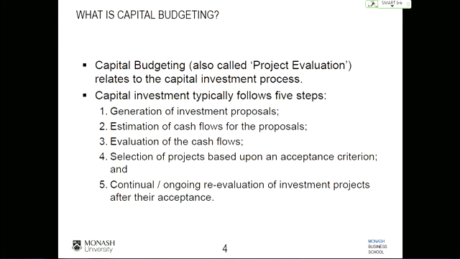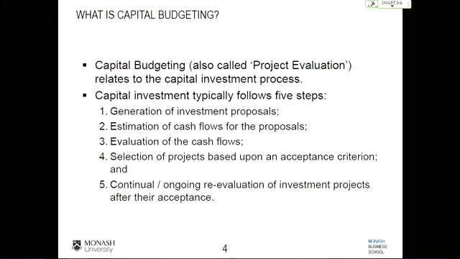And then we make a decision of whether we are going forward with that project or we are going to reject the project. Okay? And of course, our decision should be based on a certain criteria that I'm going to explain to you. And you should be aware of the advantages and disadvantages of different criteria. And finally, assuming that we are going to accept the project, the last step would be a continual or ongoing evaluation of the investment projects.